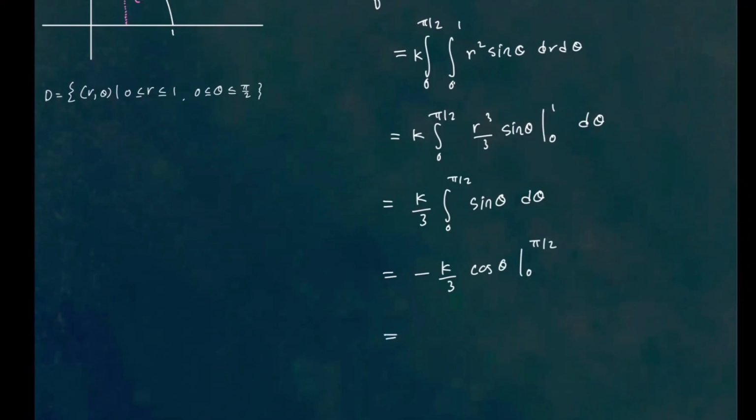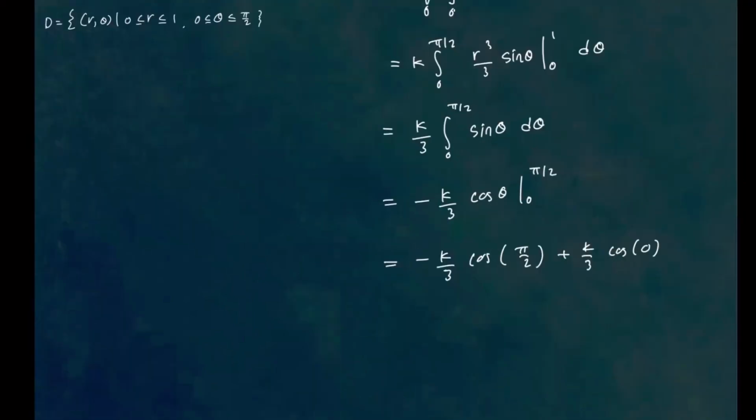All right, plug in the upper limit of integration. We have negative k over 3 cosine of pi over 2, minus, so it's going to be a plus k over 3 cosine of 0. Cosine of pi over 2 is 0. So we know cosine of 0 is 1. So we simply have k over 3. All right, so that is going to be our mass for this object.